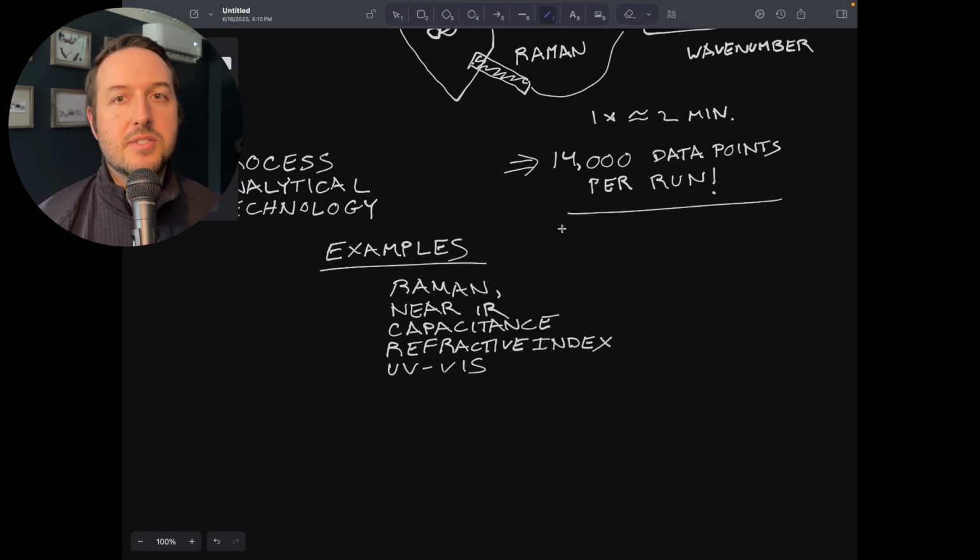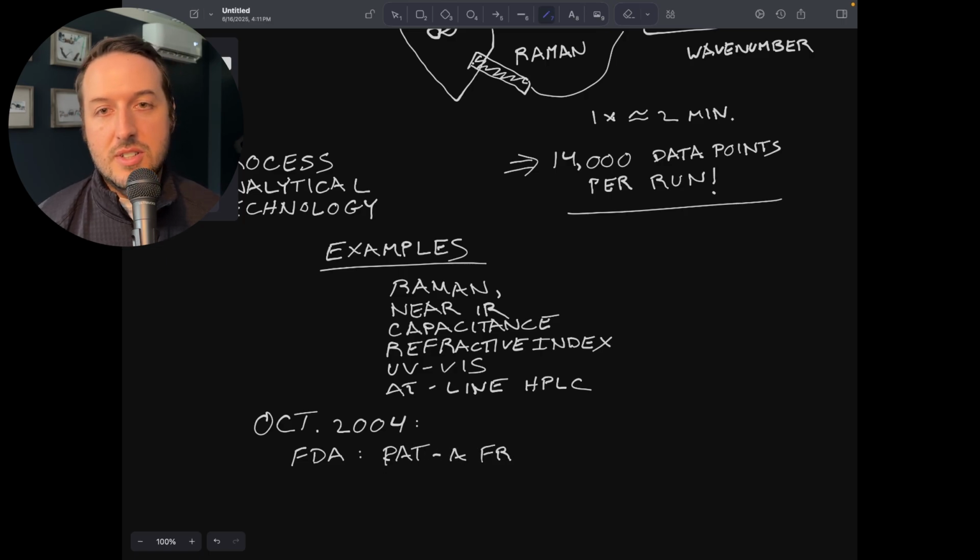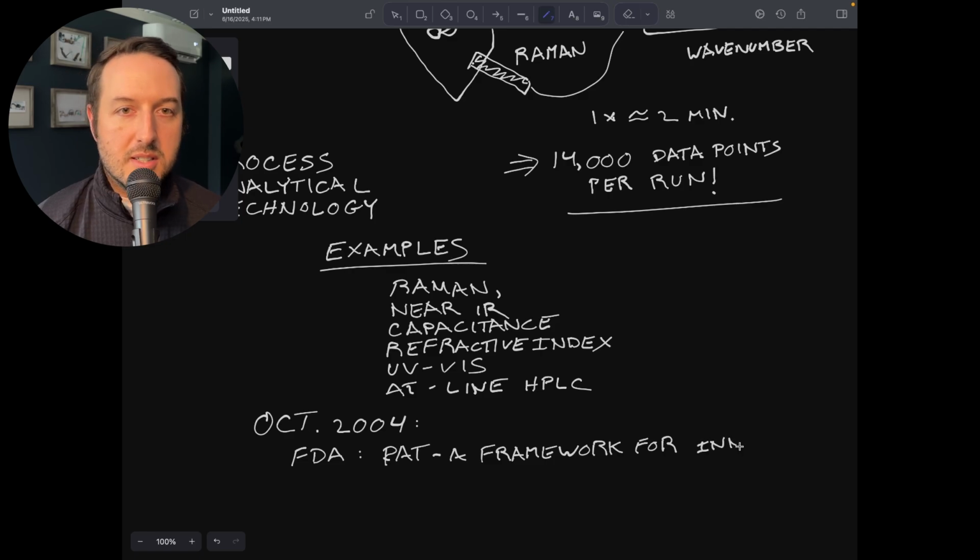The craziest part of this story is that the FDA has been recommending that the industry adopt these technologies for over 2 decades. In October 2004, the FDA released a guidance document titled PAT, a framework for innovative pharmaceutical development, manufacturing, and quality assurance, where they encourage the industry to look seriously at these new technologies to help improve consistent product quality and right first time manufacturing.